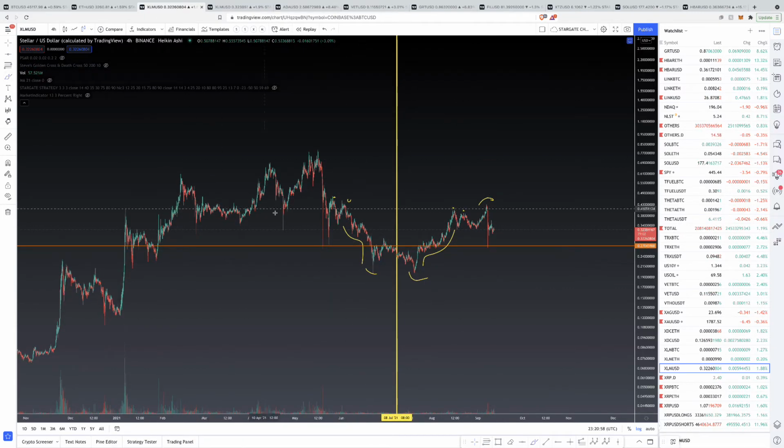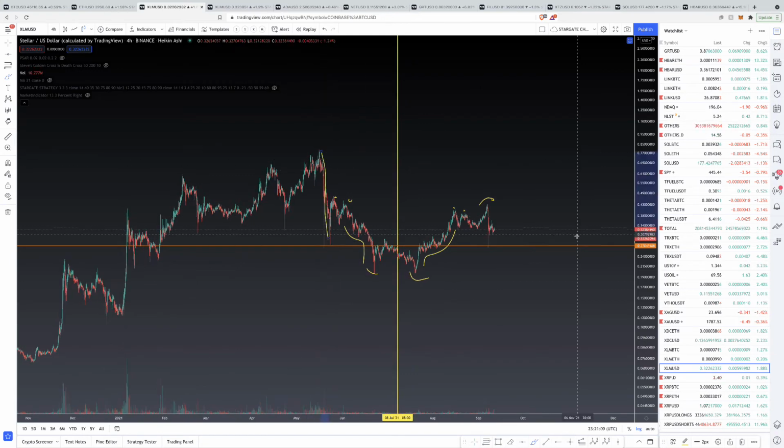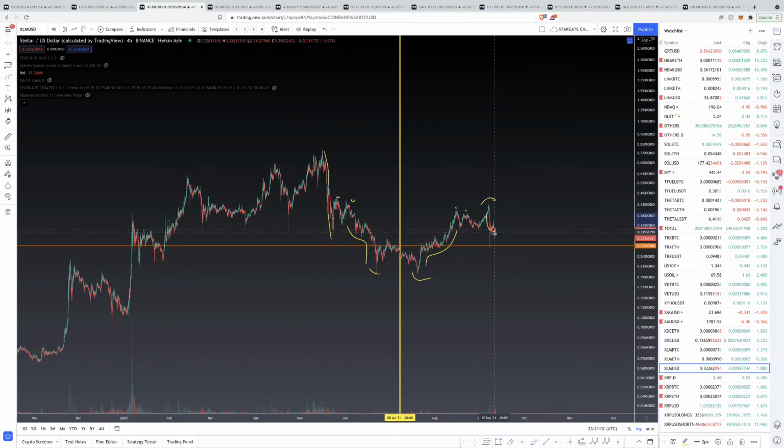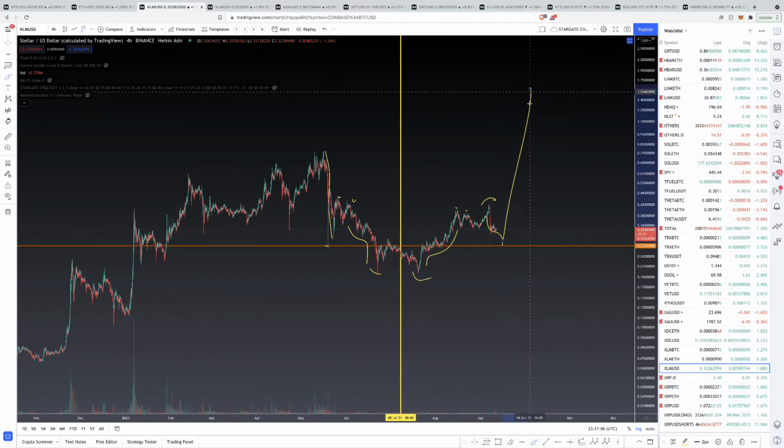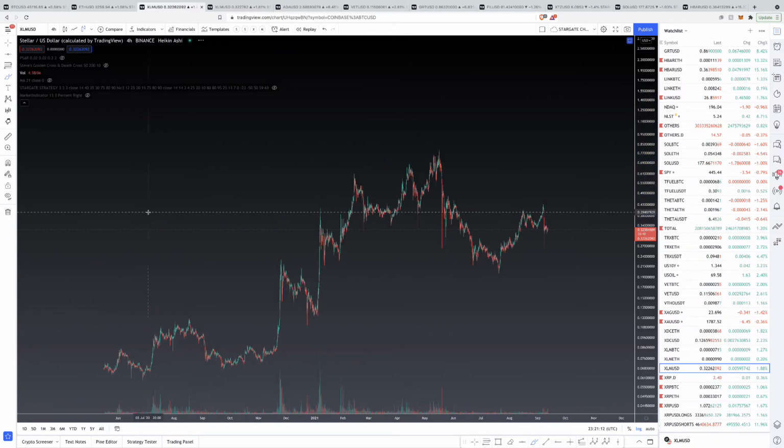And then what we did after here was we just shot right up. So what I'm thinking is maybe we come down, maybe we test it one more time like we did back here, but then we really just shoot up like that back to these levels. And that's what I'm looking at for Stellar Lumens. But as far as I'm concerned, nothing's changed with that as well.